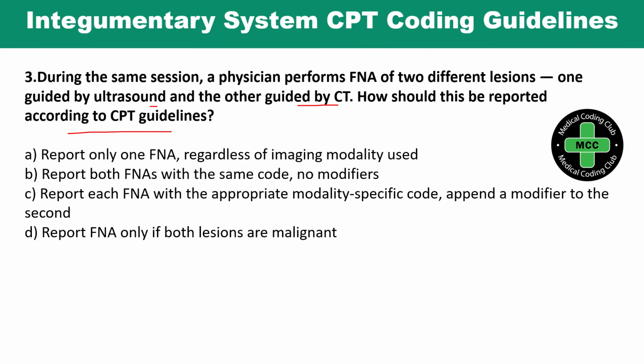So the correct answer again here is option C, which says report each FNA with the appropriate modality-specific code and append a modifier to the second procedure. Here you have to use the 59 modifier, and you have to code both: ultrasound image guidance one code and CT image guidance one more code. So option C is correct.